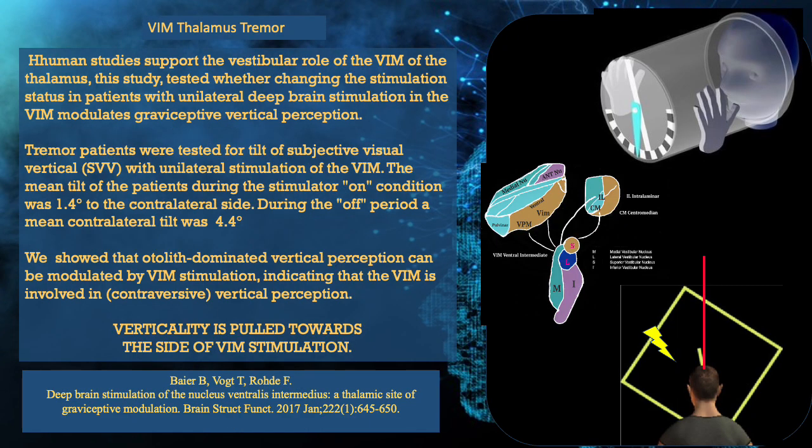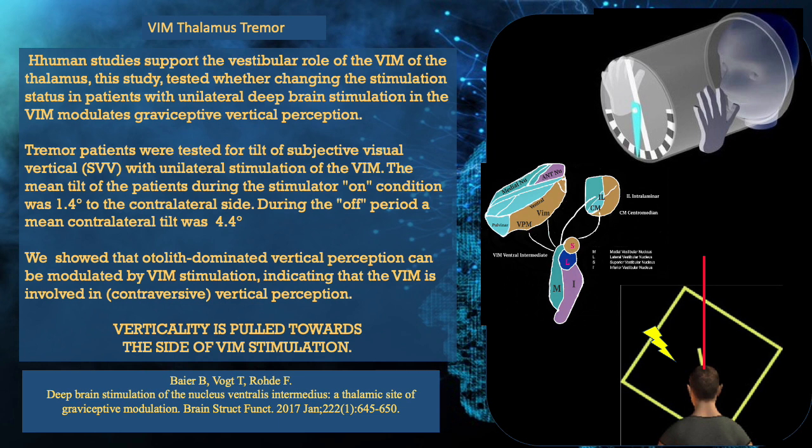In a study published in Brain Structure and Function, Bayer and colleagues 2015 discovered the importance of the nucleus ventralis intermedius within the thalamus in our perception of gravity. Their research focused on the VIM nucleus and its role in the vestibular system, which was demonstrated through various animal studies. To delve deeper into its function in humans, the researchers conducted experiments involving patients with deep brain electrodes implanted in the VIM area.